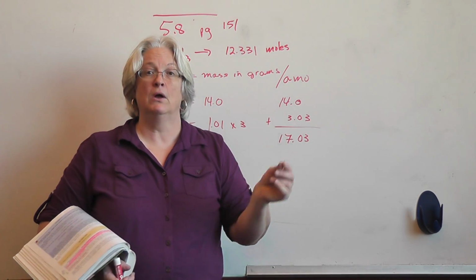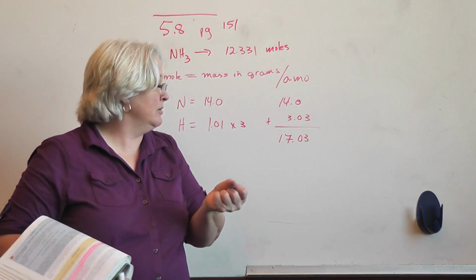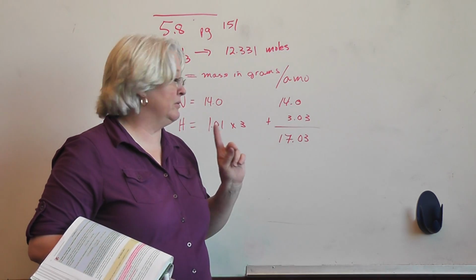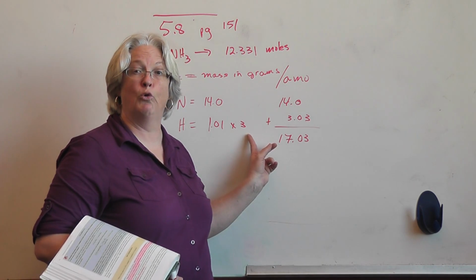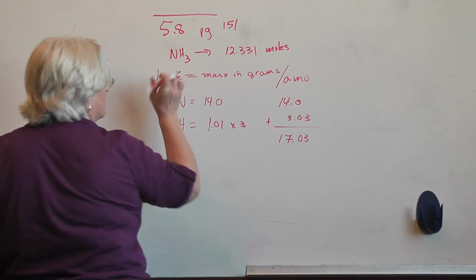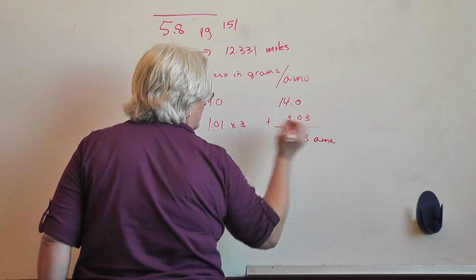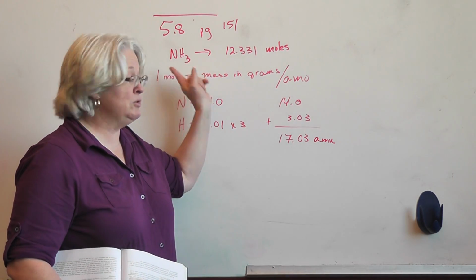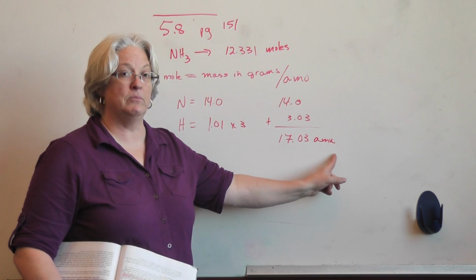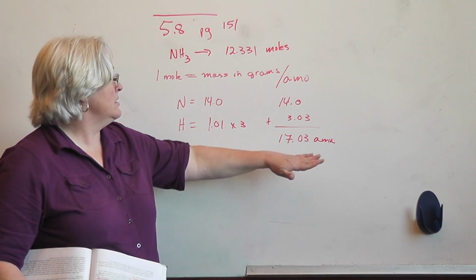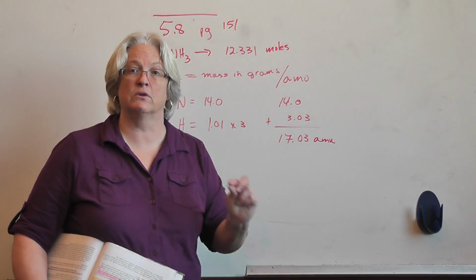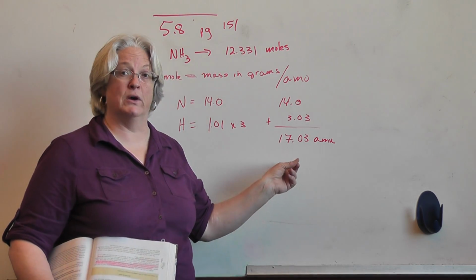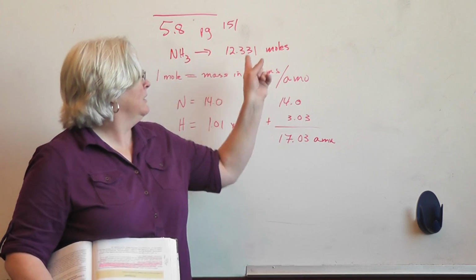Well, what is a mole? 1 mole is the number of molecules of a compound that has the same mass in grams as the mass of that compound in atomic mass units. So the mass of ammonia, 17.03 AMUs, makes up 1 mole. So if we have 17.03 grams of ammonia, that is going to be the mass of 1 mole.